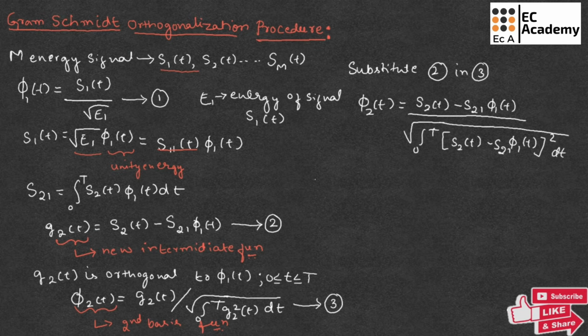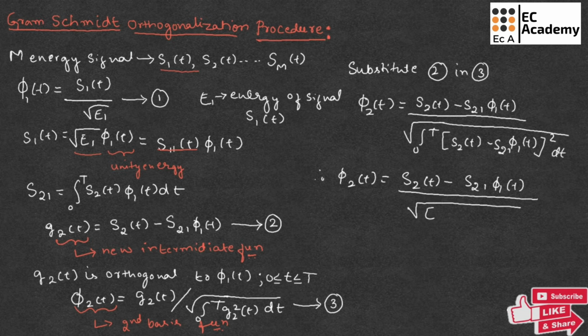Therefore, we can write phi2 of t is equal to S2 of t minus S21 phi1 of t whole divided by square root of E2 minus S21 square. So here in the denominator, all the terms except for S21 phi1 of t represents E2. So that's why we have replaced those terms with E2. Here E2 is the energy of signal S2 of t.